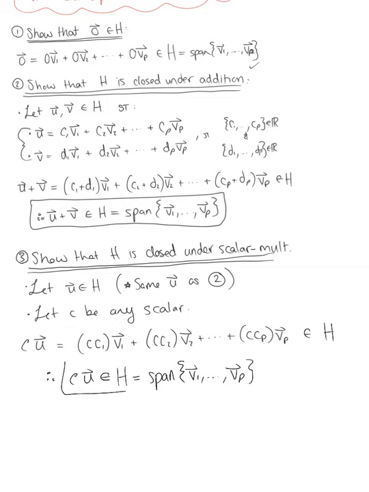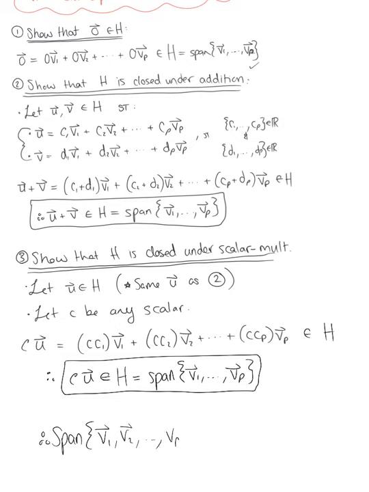Our third and final property has been shown to be true, and so we're able to make the final conclusion. Since all three of these conditions are met, the span of the set of vectors v sub 1, v sub 2, all the way up to v sub p, is a subspace of V. And there we have it.